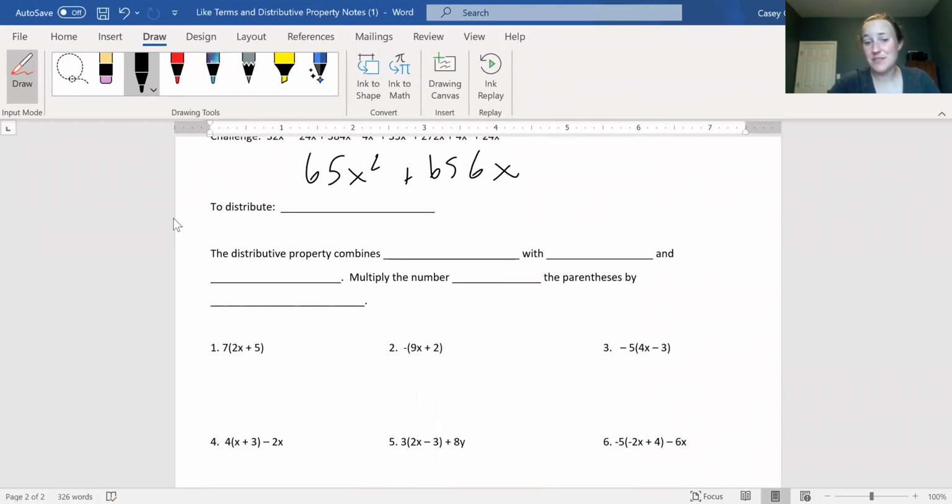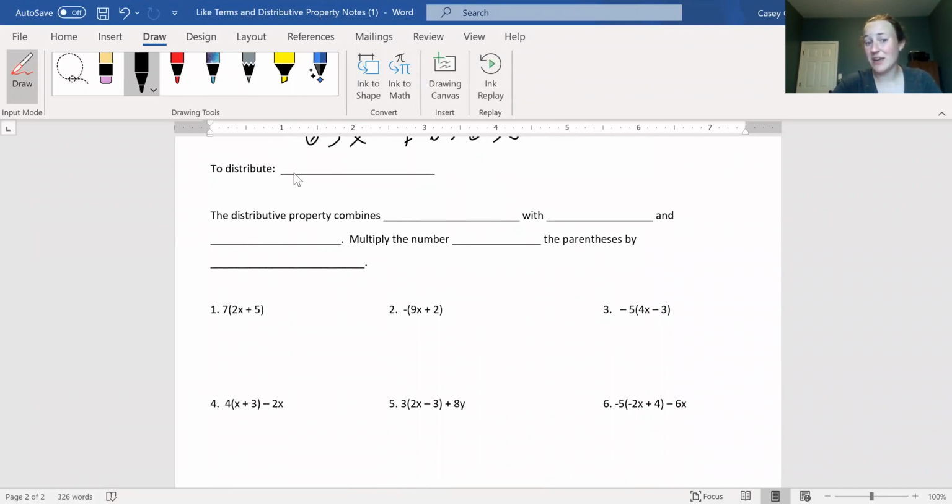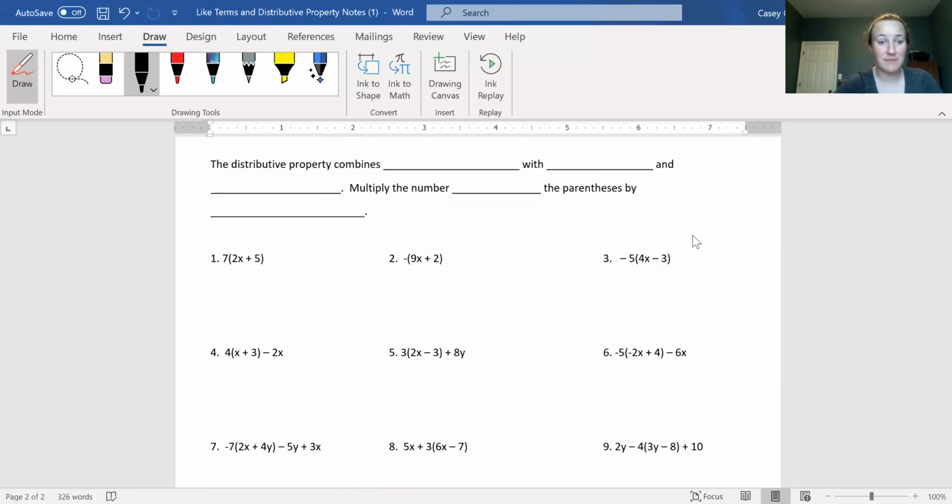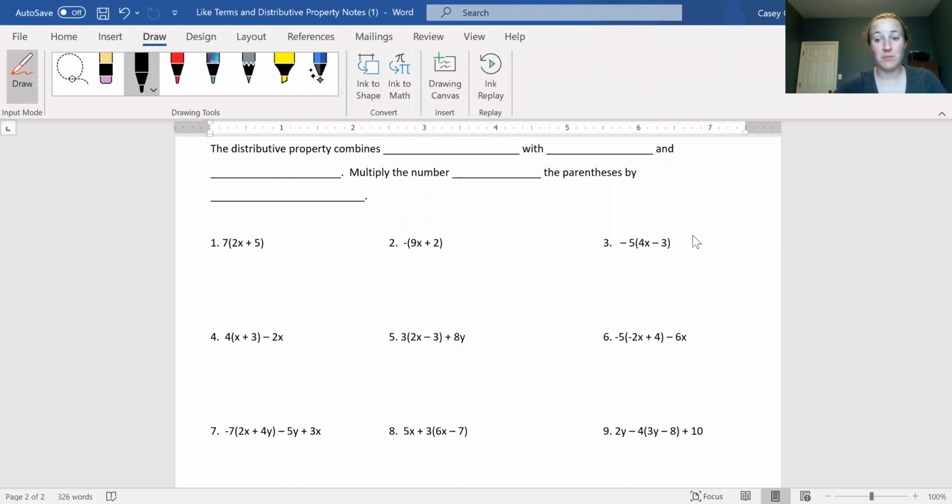Periodically, I'll have you guys skip stuff on the notes. Guess what? We're going to go ahead and skip this definition, and I'm going to show you what distributive property looks like. So if you remember, by all means, go ahead. Okay, be careful to watch your signs.